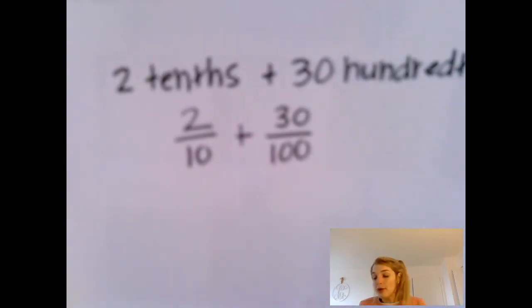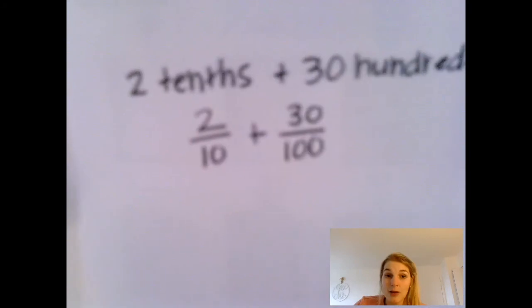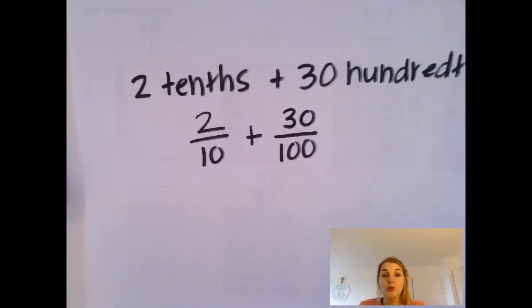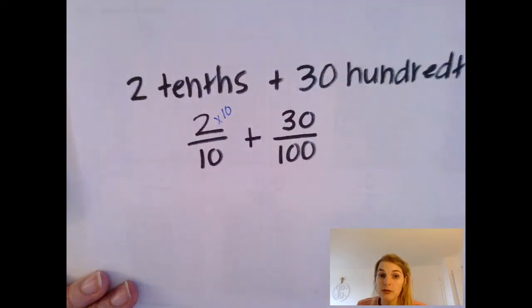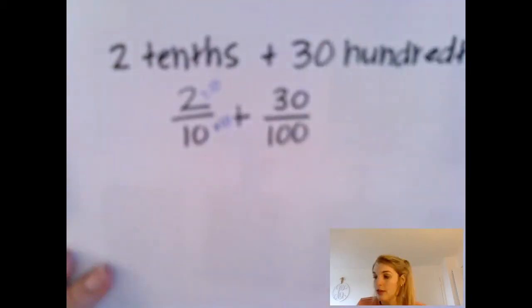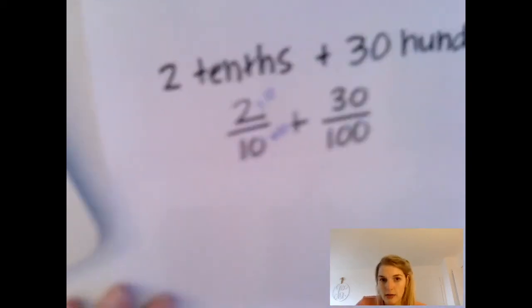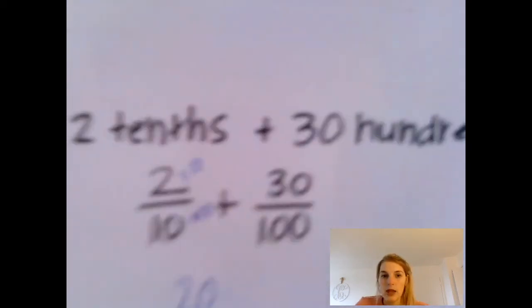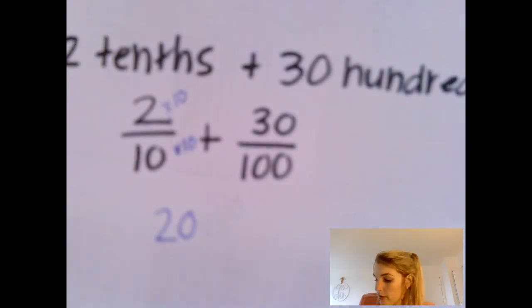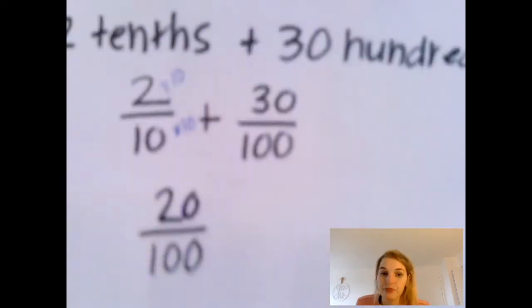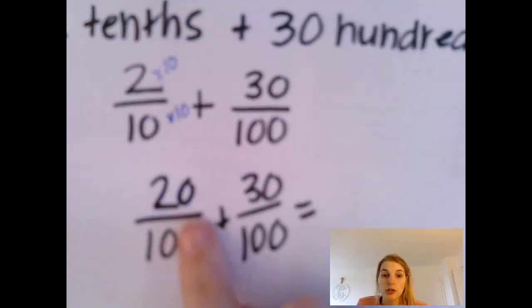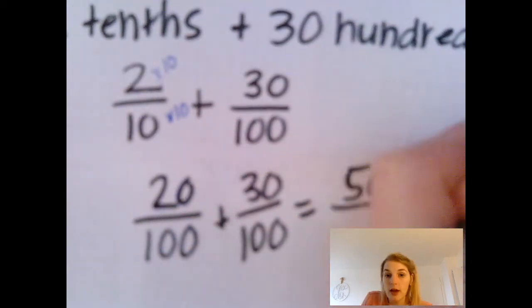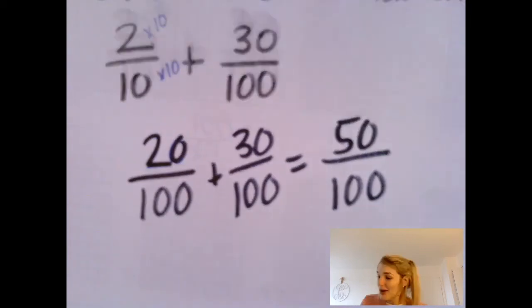Now, let's take a look at how we can add these. So remember, we need our denominators to be the same in order to add them easily. So what you do to the top, you do to the bottom. We need to get to 100. So in order to do that, we're going to multiply the top by 10. And what you do to the top, you do to the bottom. So 2 times 10 is 20, and 10 times 10 is 100. We can leave 30 hundredths the same. So 20 plus 30 is 50, and you leave your denominator the same. I must really like that number because once again we have 1/2.